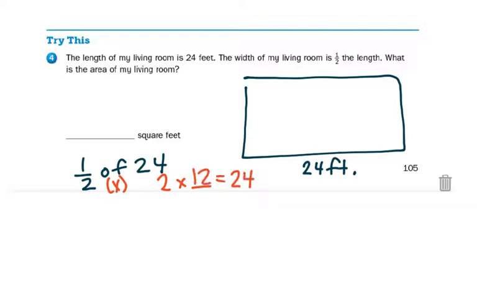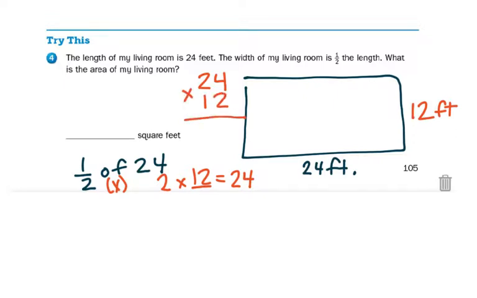Well, 12, and half of 24 is 12. 24 divided by 2, which is half. So this would be 12 feet. So now the area is length times width, 24 times 12.